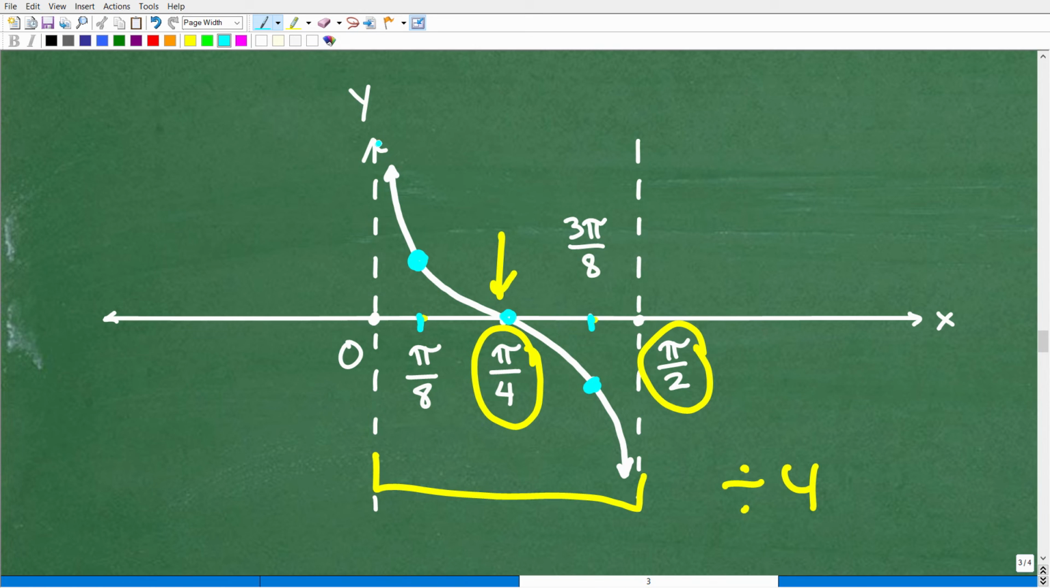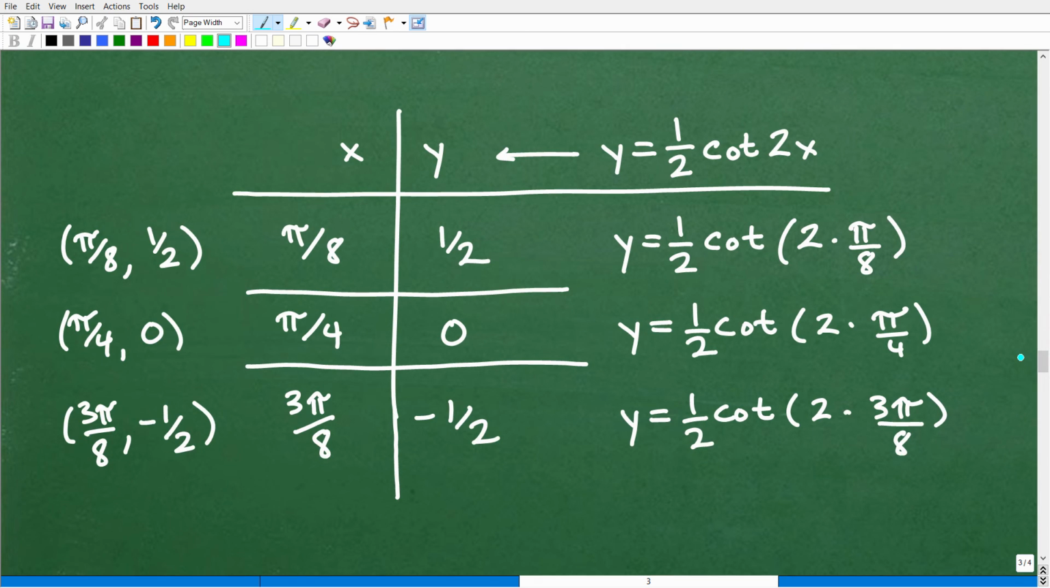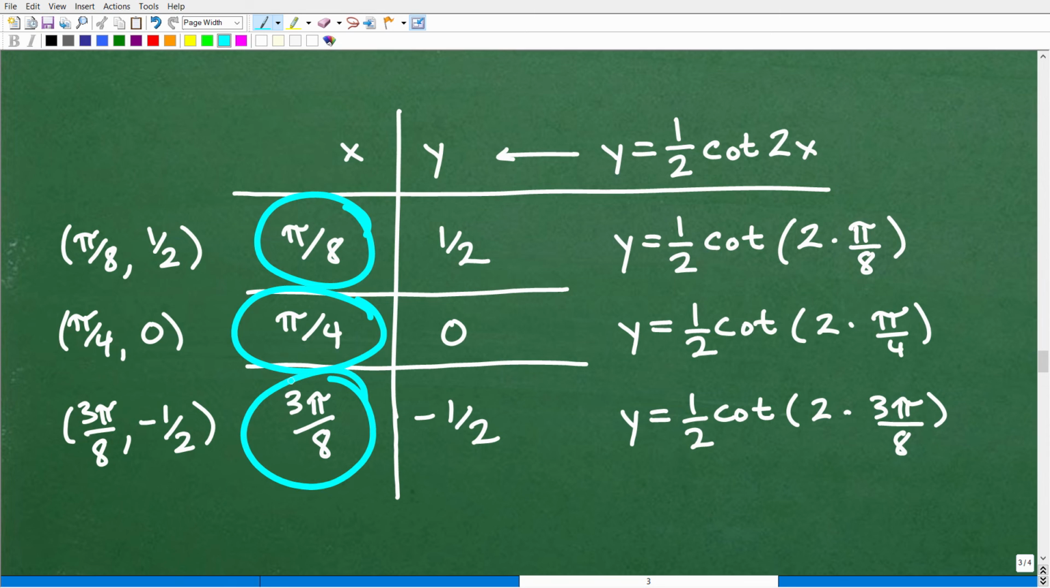So, we need at least a minimum of 3 points here so I can get a basic idea of the sketch. All right, so how do we do that? Well, here we go. We just create a nice XY table. So we have to figure out: when x is equal to pi over 8, what is y? When x is equal to pi over 4, what is y? And when x is equal to 3 pi over 8, what is y?